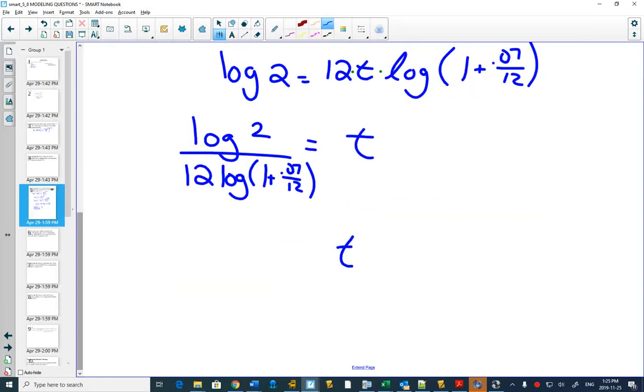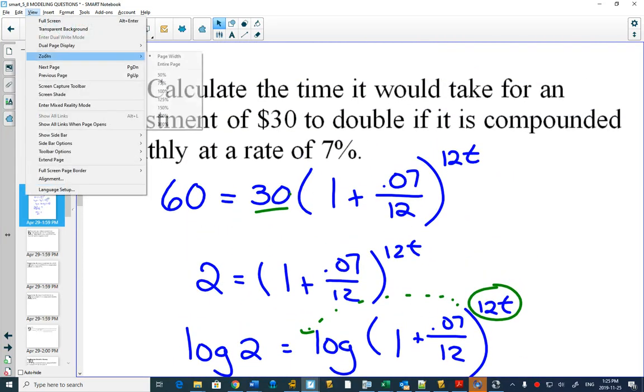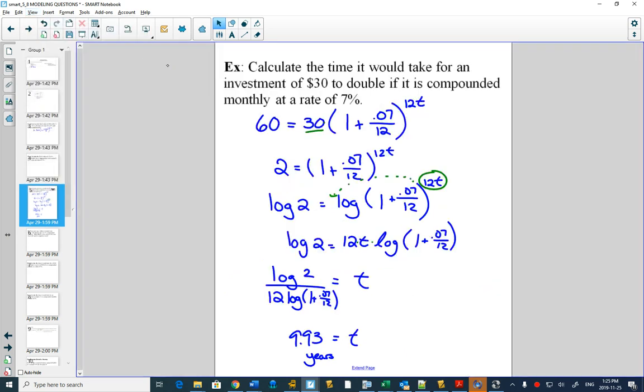Oh, this is exciting. Time is always in years, so we need to make sure we have our units in our final answer. So if you were able to get 7% interest, it would take about 10 years for $30 to double. Okay?